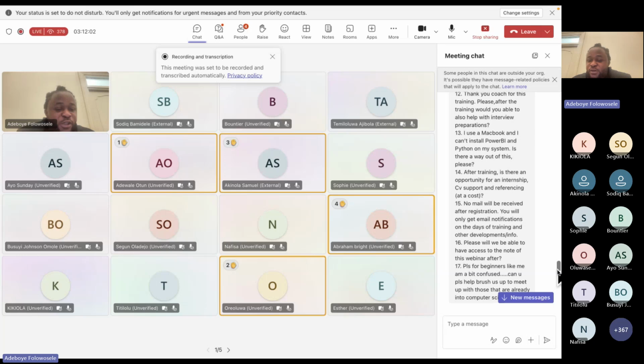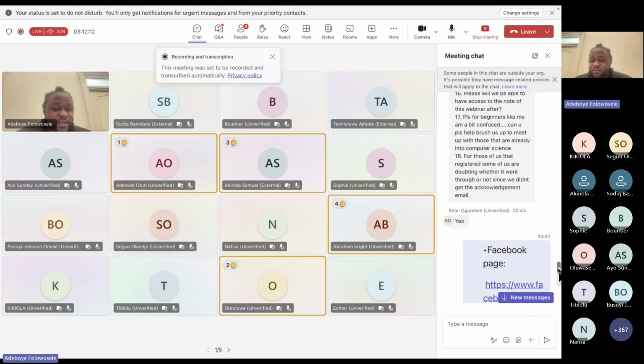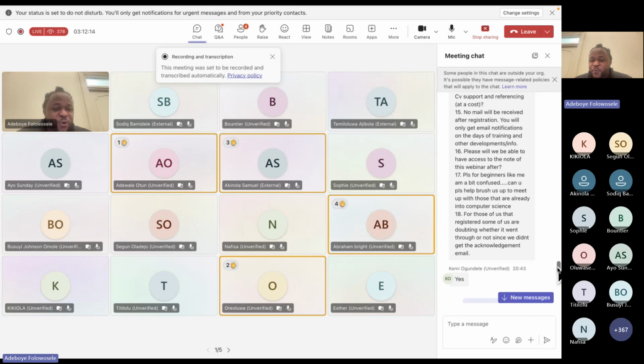No mail will be received after registration. Yes, no mail was received because it was not automated. Sorry about that. But as long as you can see that message, then that means you have registered. I know that some of you registered twice. I saw the duplicates. So that is part of data cleaning. That's what our data analysts in the company will help us to do: clean the data and remove duplicates. So that is part of what we are going to talk about.